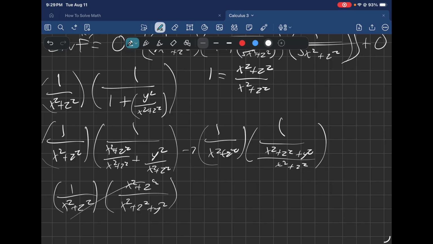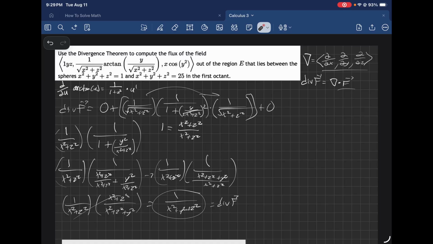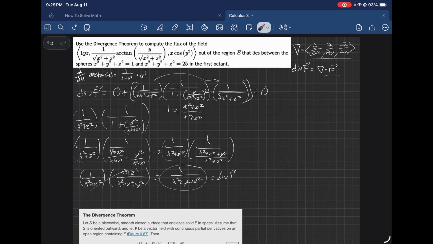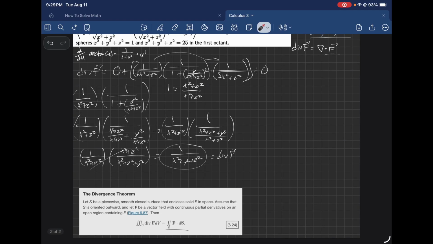But that just cancels out right there, and this is just 1 over x squared plus y squared plus z squared right here. And this is equal to the divergence of vector field F, because remember, the partial derivative with respect to x of this is just 0, and the partial derivative with respect to z of this is just 0 as well. So we're only getting the partial derivative of the middle portion right there. And we just barely found out what divergence F was. We still need to compute the integral.